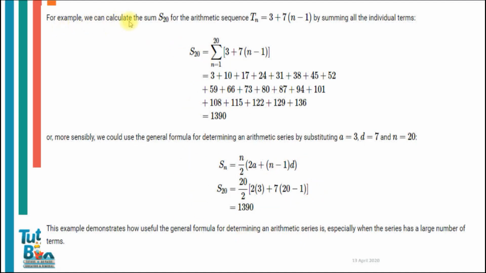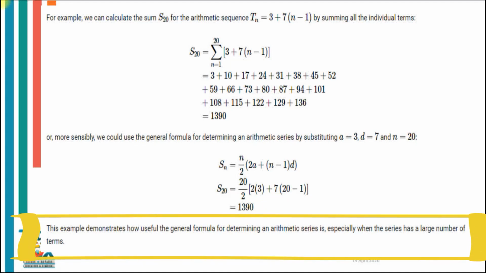Okay, so we can calculate the sum S20 for the arithmetic sequence by summing all the individual terms. So S20, we're summing from n is 1 all the way to 20, 3 plus 7 times n minus 1, right? So you just add those and you get 1,390. Or we could use the general formula for determining an arithmetic series by substituting A is 3, D is 7, and n is 20. Okay, so you would also do that and then you get 1,390. So this example demonstrates how useful the general formula is, especially when the series has a large number of terms.